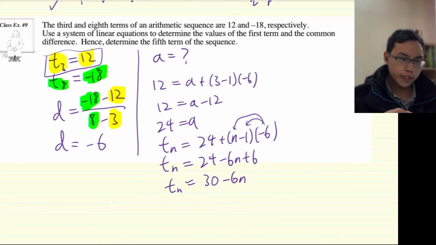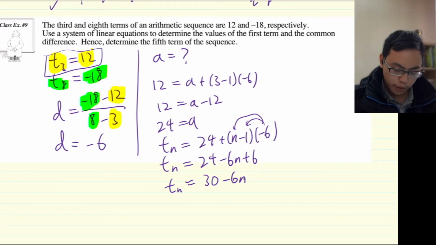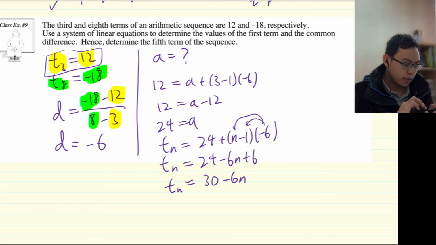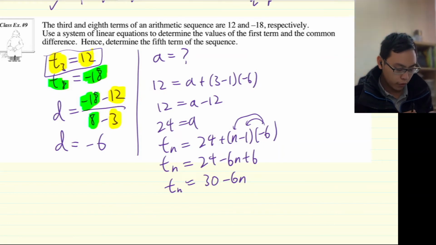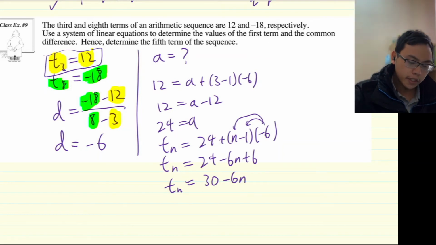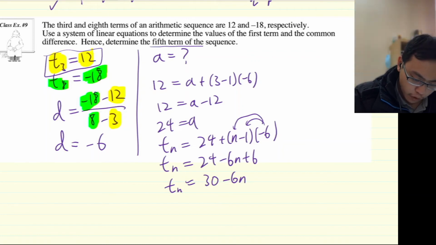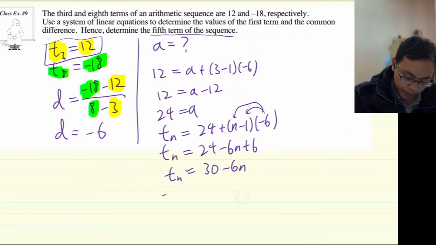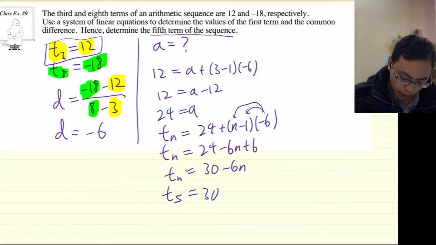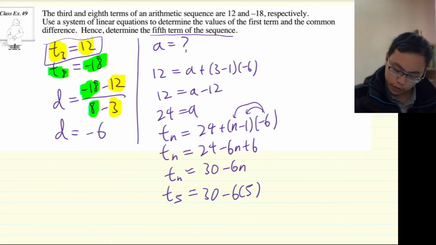Okay, let's go ahead and double check our values. If I put in 3 into n, 6 times 3 is 18. 30 minus 18 is 12, and that is exactly correct. Okay, if I put in 8 into there, T8, so 30 minus 6 times 8, I will get negative 18, and that is also correct. Okay, so now we're asked to find the 5th term of the sequence. So we're going to put T5 into the formula. T5 is equal to 30 minus 6 times 5, which is 30 minus 30, and so that's going to be 0.